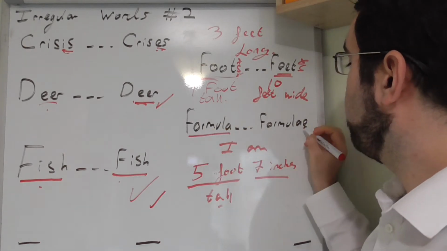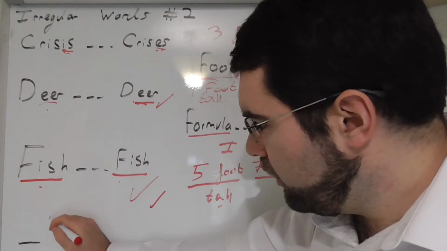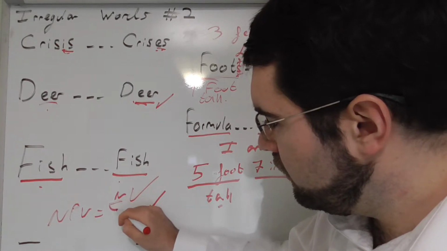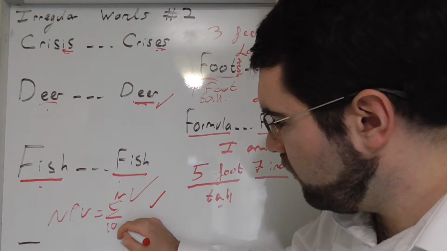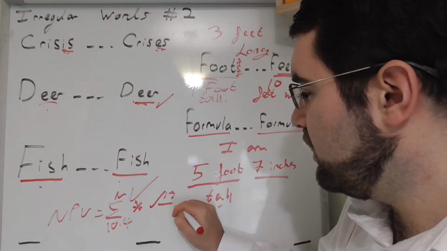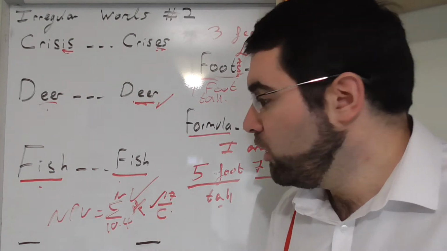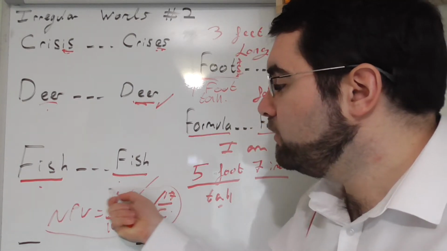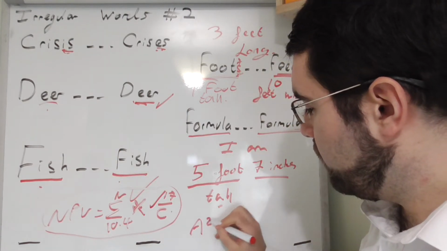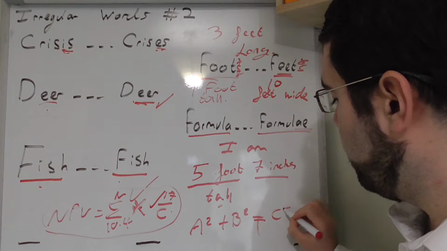And formula. And formulae. What is the formula here? Well, it is net present value equal to something like n to the power of 10.4 divided by 17 over c multiplied. So formula. We have a formula for the answer. A formula. A plus b equals c. A squared plus b squared equals c squared.